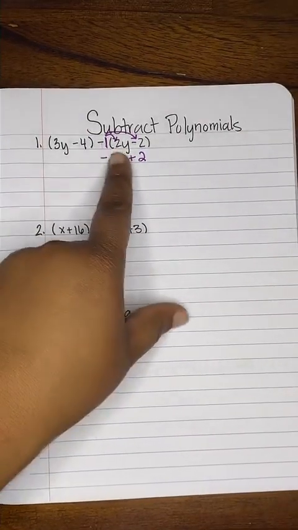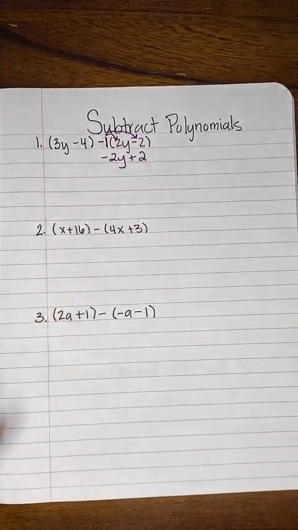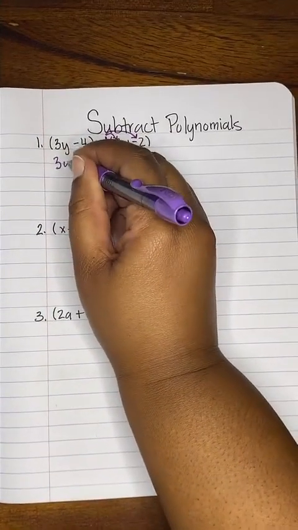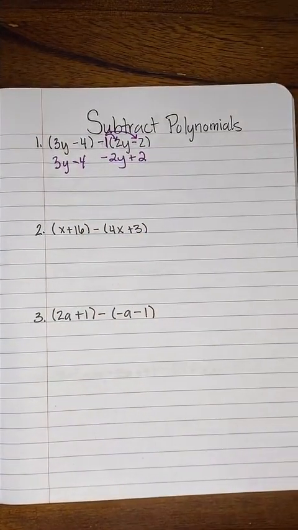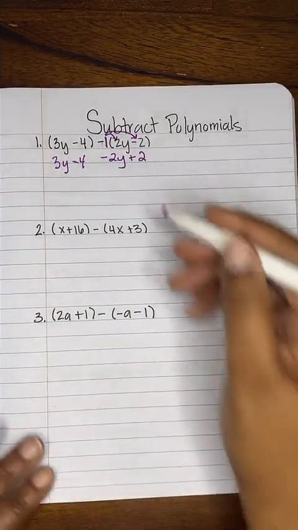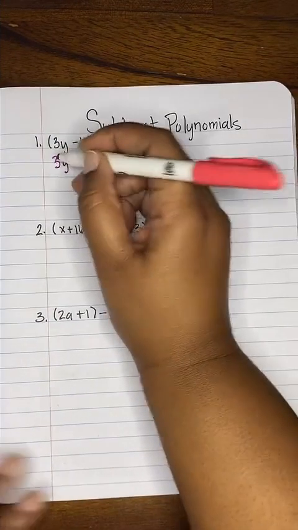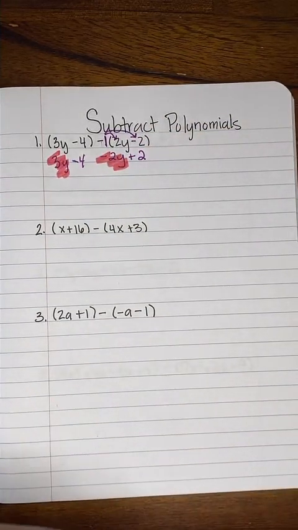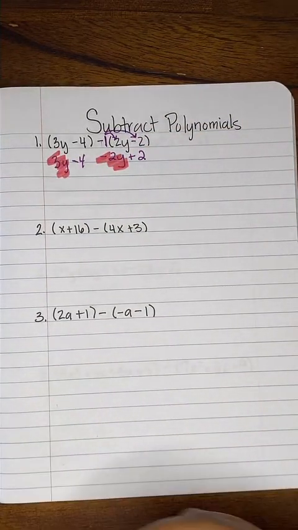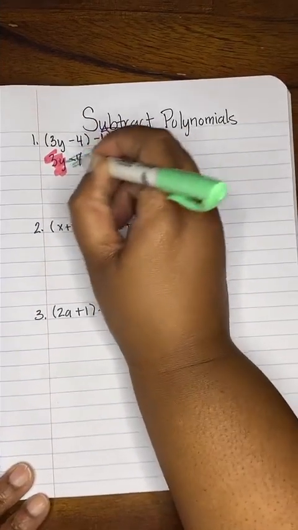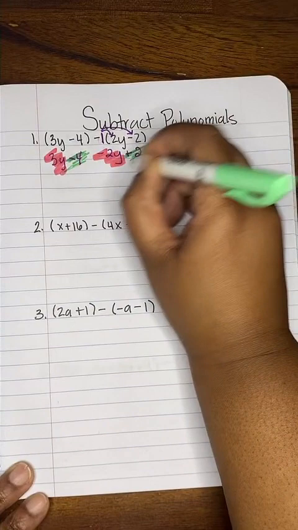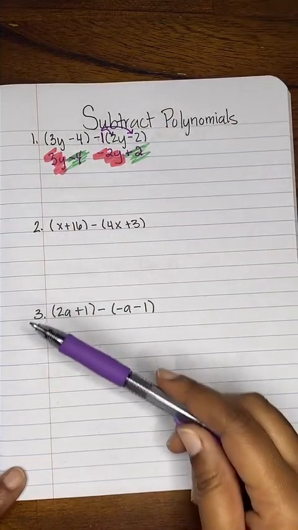So now we did our distributing. Now we're just gonna drop this. So we have 3y minus 4. And then what this becomes is our regular old adding that we just got done doing. So we did 3y minus 2y. And then we have -4 plus 2. And so let's combine. Yep, now combine like terms.